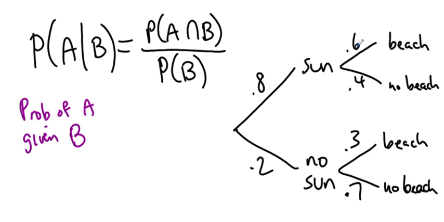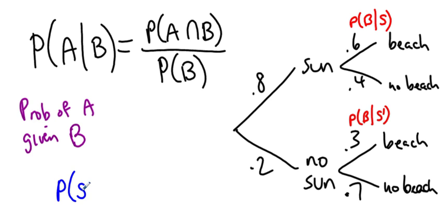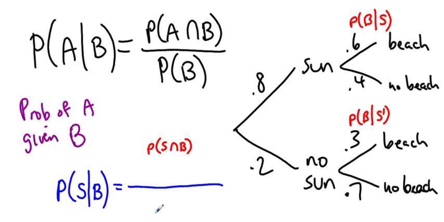This is the probability that you go to the beach given that it is sunny. This is the probability that you go to the beach given that it is not sunny. But my question is, what is the probability that it is sunny given that you go to the beach? That's my question. And that's an interesting question. To do that, I need the probability of being sunny and going to the beach, and I need the probability of going to the beach.